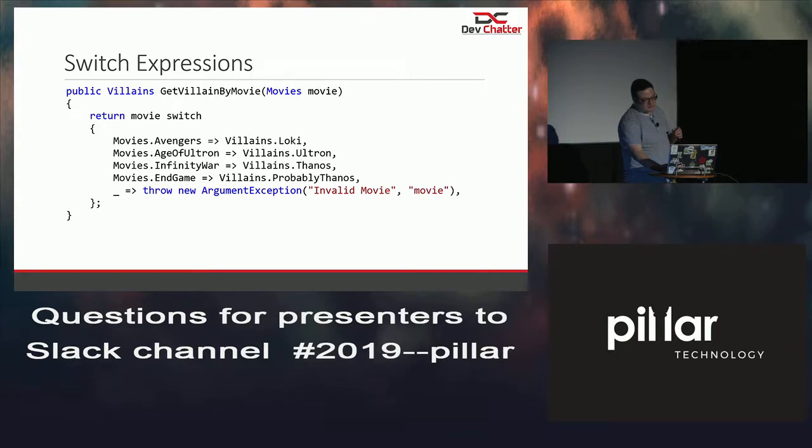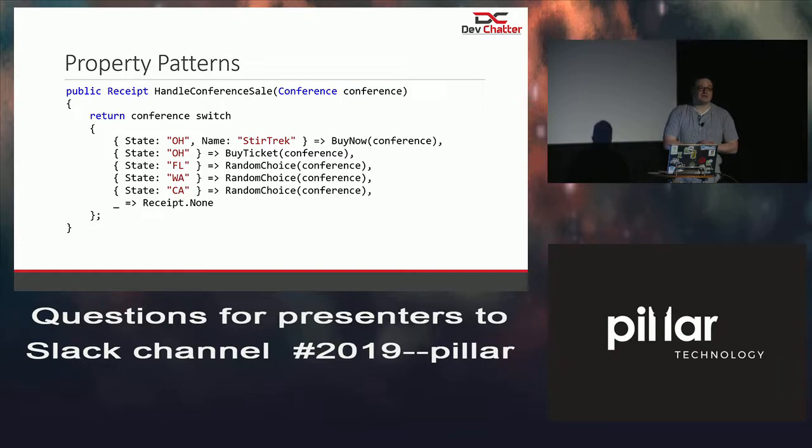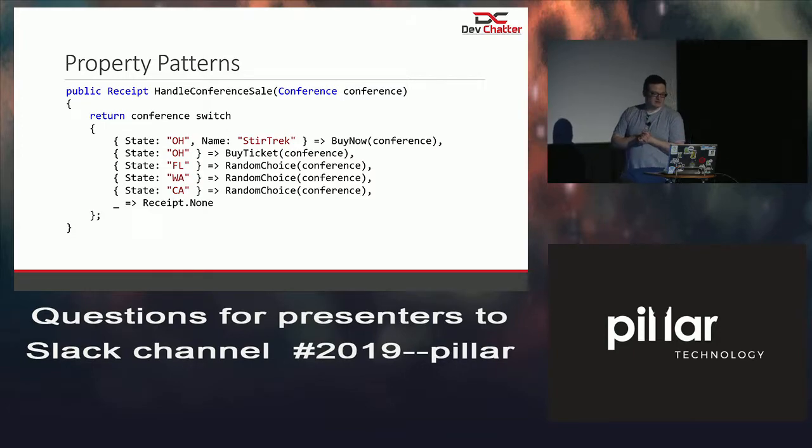The next cool thing I'm going to show you, and we're going to use this in a switch expression as well, is called property patterns. And this is the really neat one. We pass this conference object into our switch expression, so we're switching on a conference object, and we're doing pattern matching on the properties of the object itself.